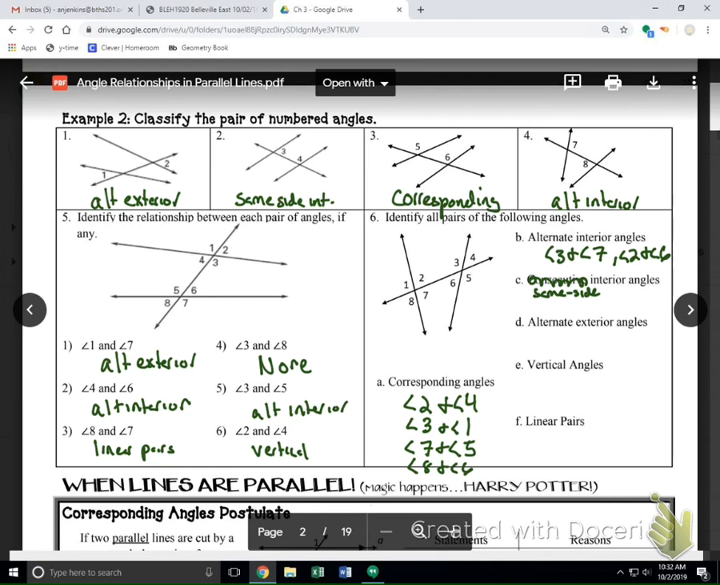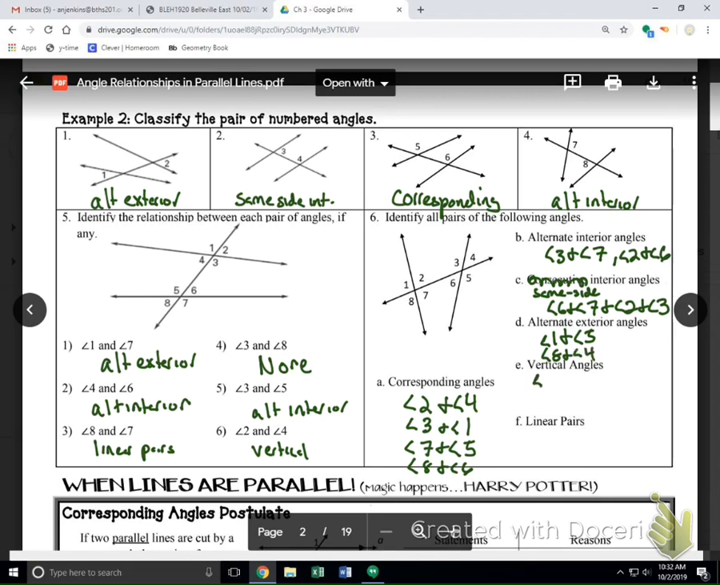Natalie? 6 and 7. Okay, and we have another Natalie? 2 and 3. Okay, alternate exterior angles. We have 1 and 5. And Kevin, you want to do the other one? 8 and 4. Okay, vertical angles.